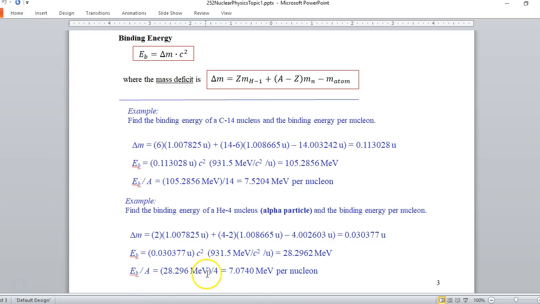If I divide by 4, I get the binding energy per nucleon. And this is interesting. Even though helium-4 is a tiny little nucleus, it's actually really tightly bound together. See, that's 7.07 MeV per nucleon. That's close to the binding energy per nucleon of a bigger nucleus, a carbon-14. Alpha particle is an extremely tightly bound particle, it turns out, which is why the big nuclei, we'll look at those later when we talk about radioactivity, the big nuclei will spit out alpha particles because they're so tightly bound.